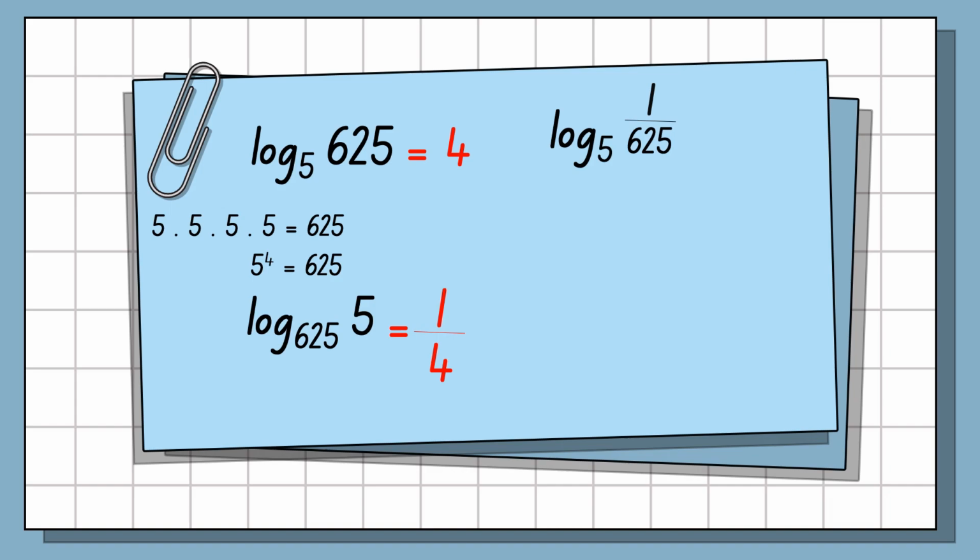Another one, log base 5 of 1 over 625. So here, our answer is a negative number. So it is -4. How about this example? Log base 625 of 1/5. So this is also -1/4.